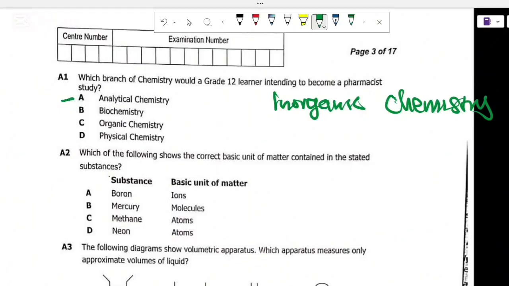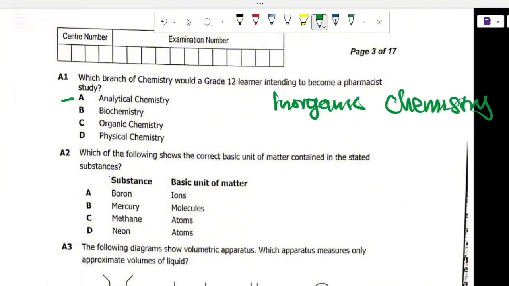So when you are looking at the branches here, notice that we have analytical chemistry. Now, analytical chemistry is simply about analyzing or measuring quantities of substances. That's all it is. For example, if you are using titration, you are just trying to measure how much is this, and if we use this amount, what is going to happen. This branch is also part of pharmacy to some extent, but it's not really something that a grade 12 learner would intend to learn in order to become a pharmacist.